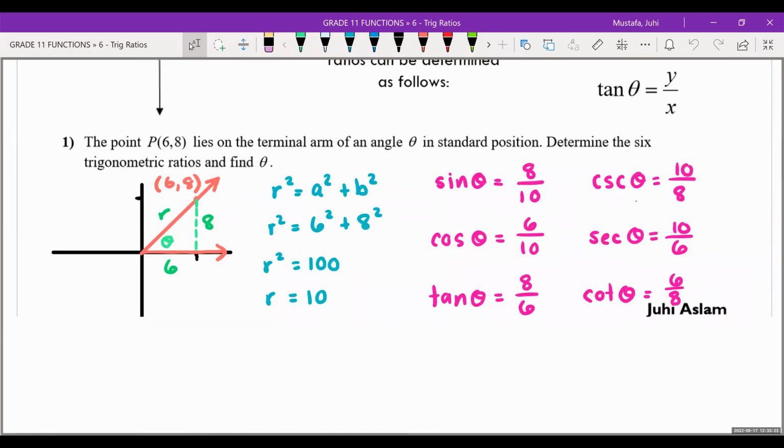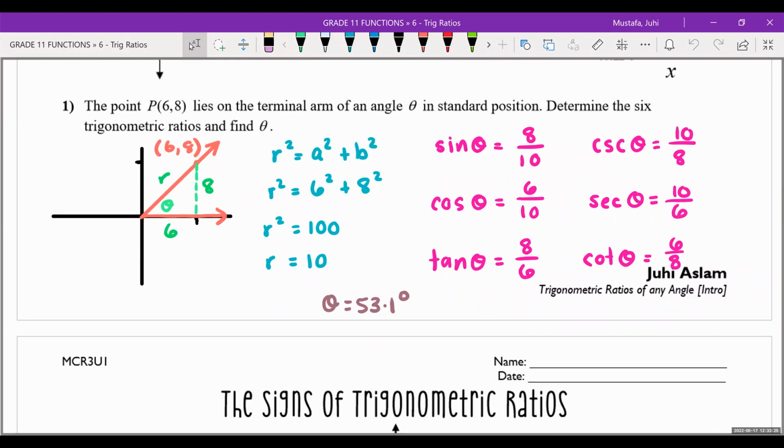We did one example, which is this one right here, and we drew a terminal arm. We figured out what the different side lengths were, x, y, and r, and then we practiced doing sine, cosine, tan, and cosecant, secant, and cotangent. And we recognized that when we're trying to find theta, we can only use sine, cosine, tan, but any one of those is going to give you the correct angle of 53.1.